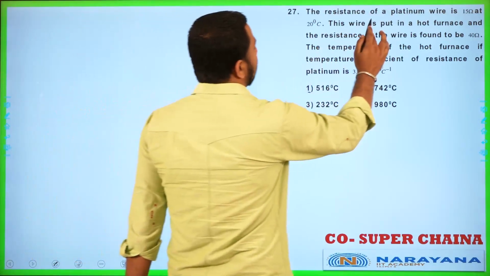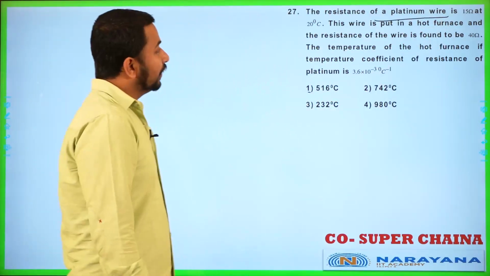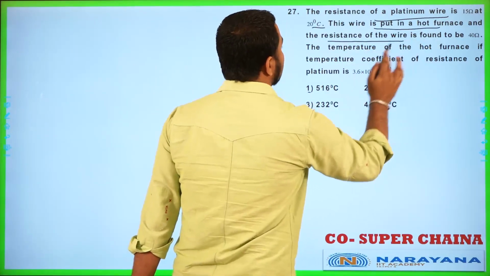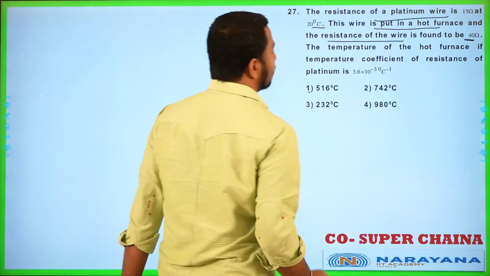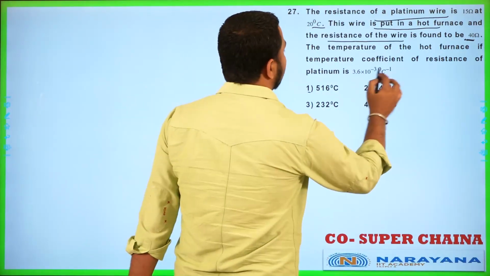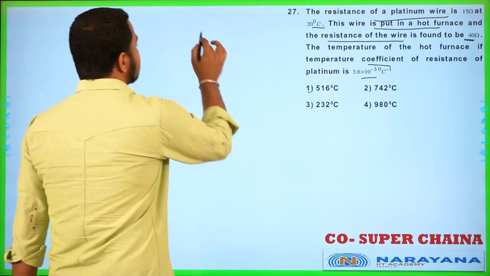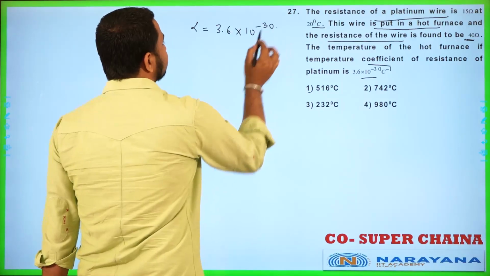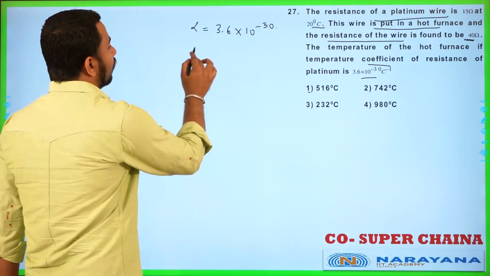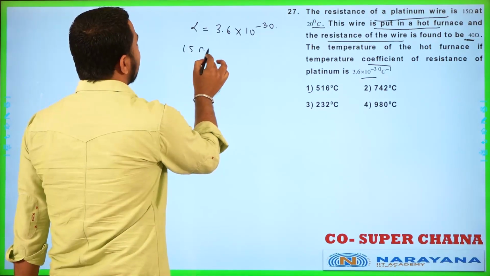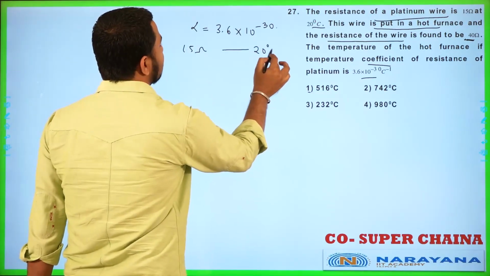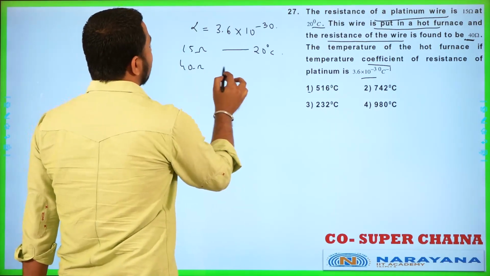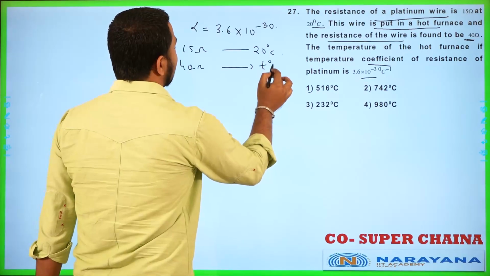Here the resistance of a platinum wire is 15 ohm at 20 degrees Celsius. This wire is put in a hot furnace and is found to be at 40 degrees Celsius. The temperature of the hot furnace is asked, with alpha given as 3.6 into 10 to the power minus 3. Now 15 ohm is given at 20 degrees Celsius. You have to find what will be the temperature when it will be having 40 ohm. So we'll take it as T.